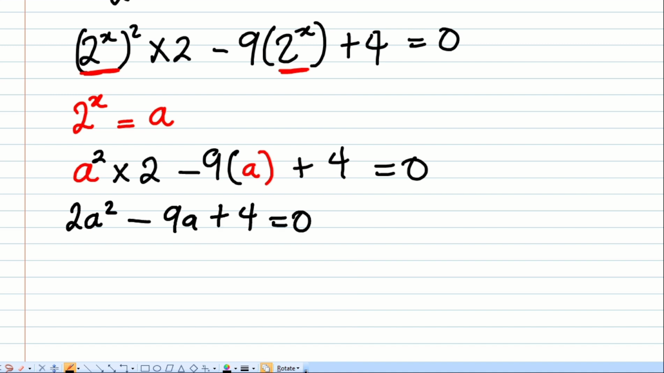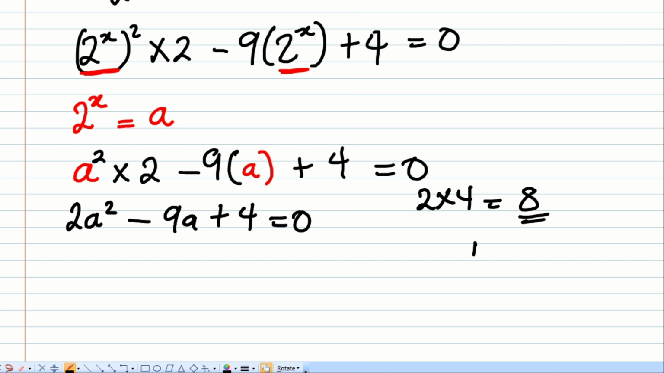Now we have a quadratic equation, and then we're going to check if we can factorize. Hopefully it's factorizable. Anytime you want to factorize a quadratic equation, you take the coefficient of a squared and multiply it with the constant term. So we have 2 times 4, which is equal to 8, and the constant is positive. Now we're going to look for the 2 factors of 8 such that when we add them we get -9, and when we multiply them we get 8.